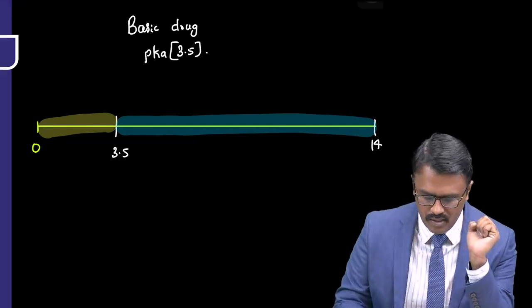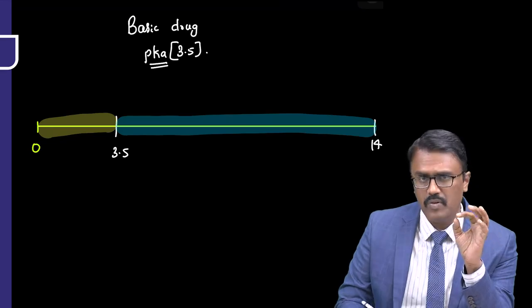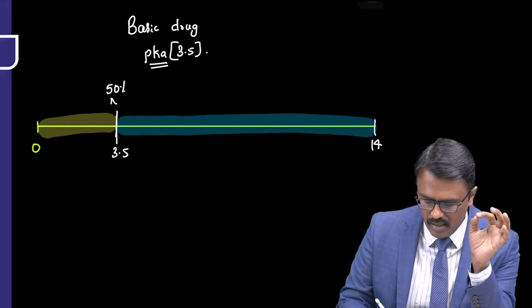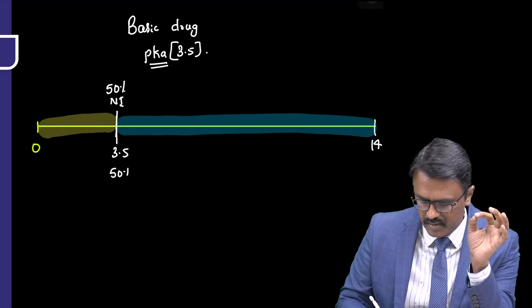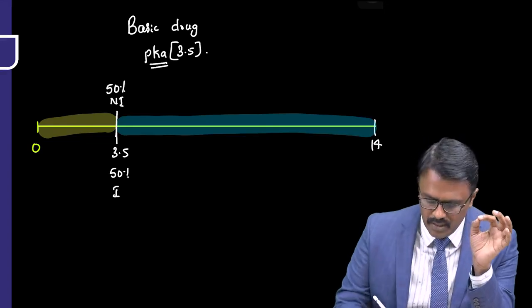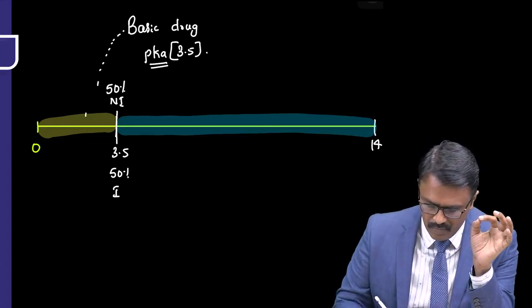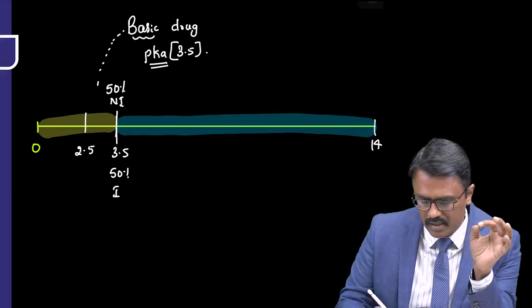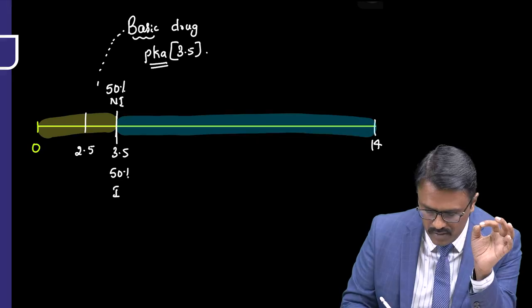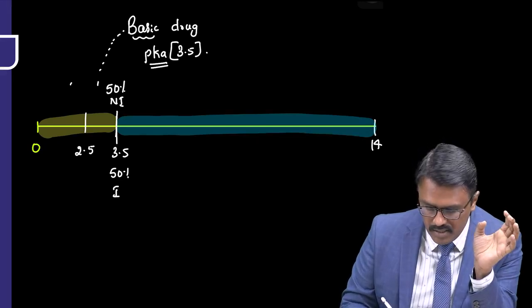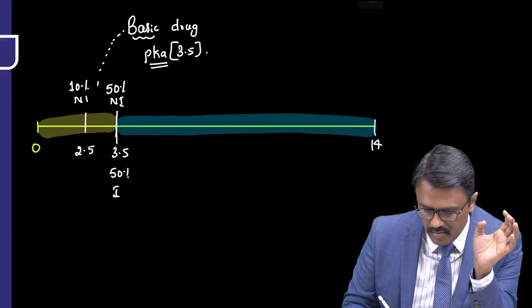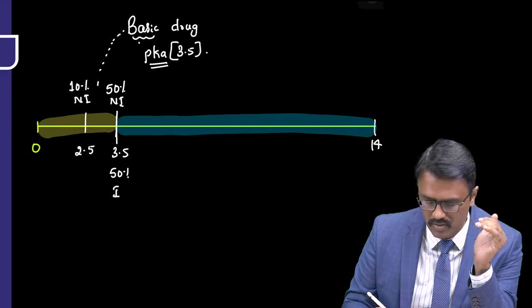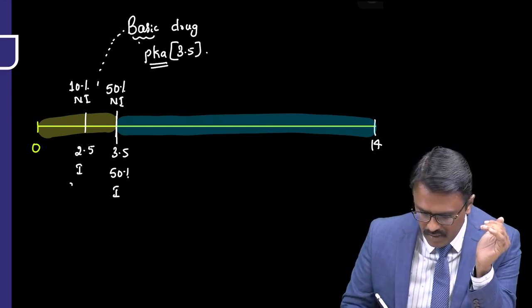Now before I move the drug, what do you mean by pKa? This is the point where 50% of the drug is non-ionized and 50% is ionized. Now suppose I move this basic drug to one more pH, that is 2.5. Now what happens? You are putting a basic drug in the acidic medium. So now here you will see 10% non-ionized, because if you are placing the basic drug in the acidic environment, the ionized form is more. So you are seeing the ionized form is 90%.